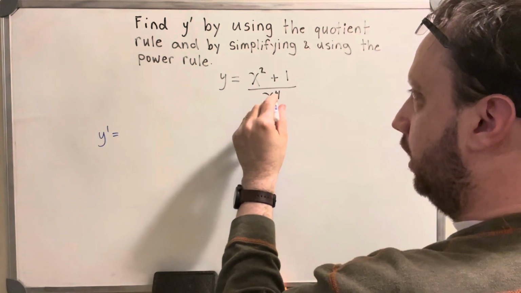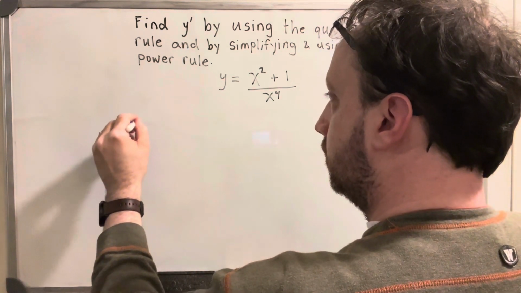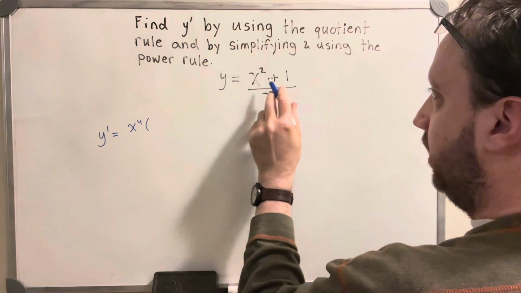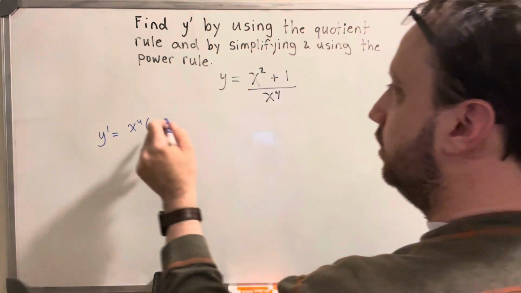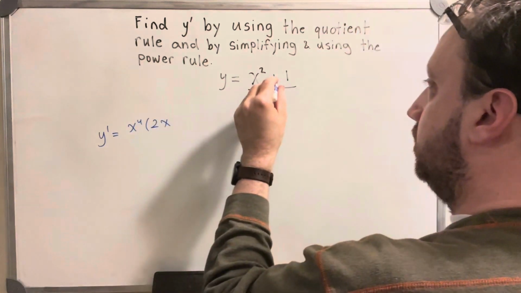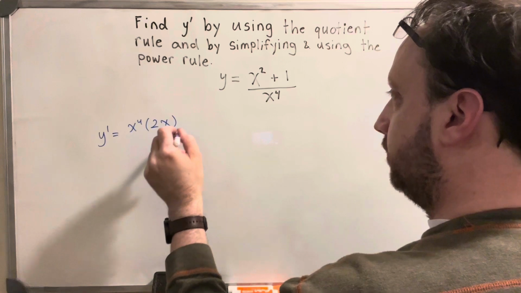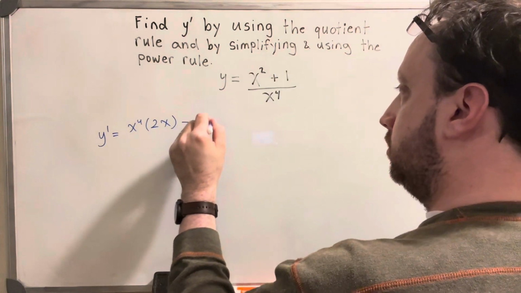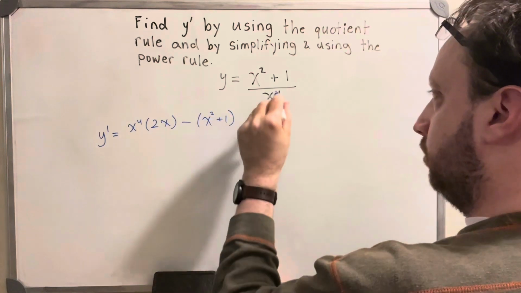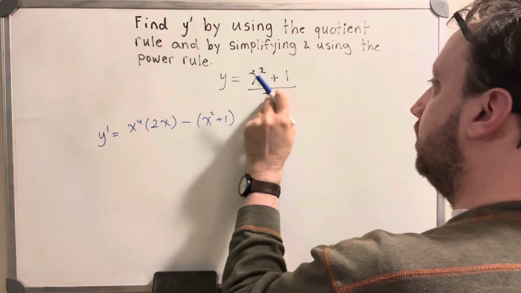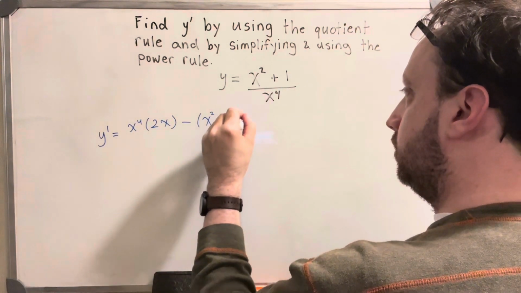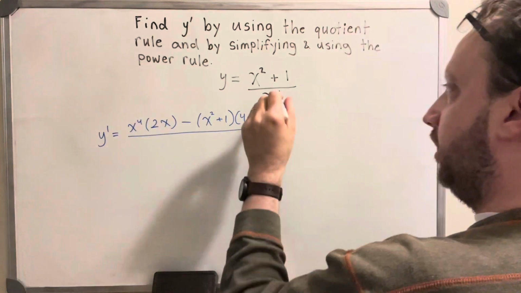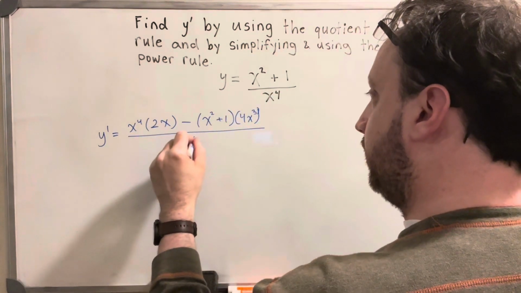I said low, so x fourth times, what's the derivative of x squared plus 1? Well, this is a sum, and this one is just the power rule. 2x plus the derivative of a constant is 0, so there's nothing left, minus the numerator function, x squared plus 1. Now the derivative of x to the fourth using the power rule is 4x cubed. There we go. And x to the fourth squared is x to the 8th.